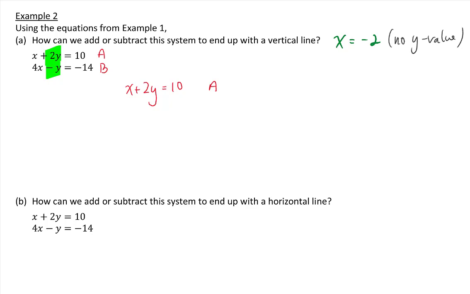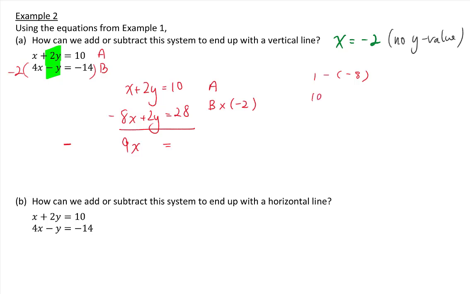But I'm going to have to do something else first to B. I'm going to take B and multiply it by -2. Let's see what happens. That means I'm going to multiply everything in this by -2. So that gives me -8x plus 2y equals 28. And now I'm going to subtract these two equations. Well, 1x minus -8x, so let's do 1 minus -8 to the side, that gives me 9x. 2 minus 2, that's 0. The y's have now disappeared.